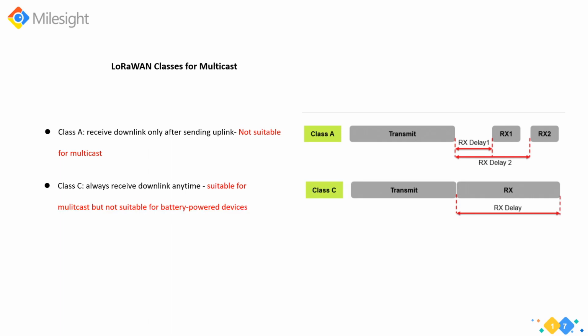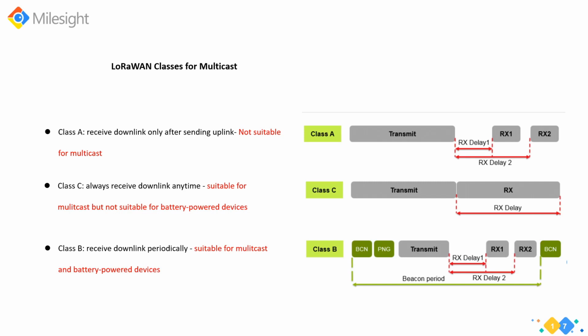And Class C is another extreme. It is always listening, very suitable for multicast, but it takes a lot of energy, so it's not very nice for battery-operated devices, and most IoT devices nowadays are battery-operated. Class B is somewhere in between. It receives a downlink message periodically, so you can control the latency and save energy. So Class B is super nice for battery-operated devices and multicast.